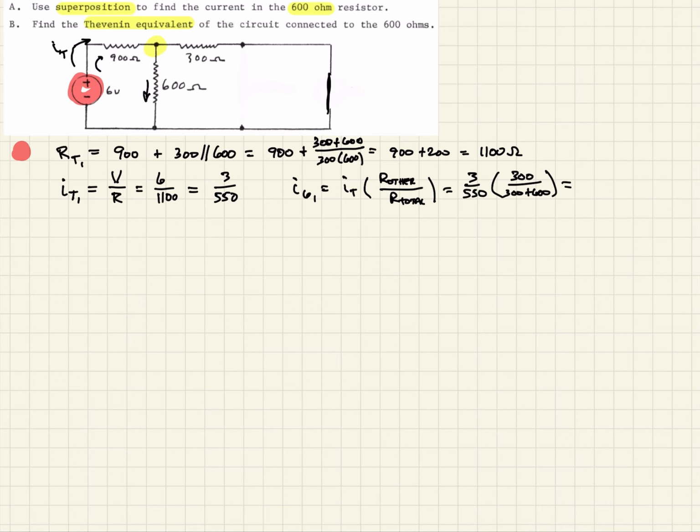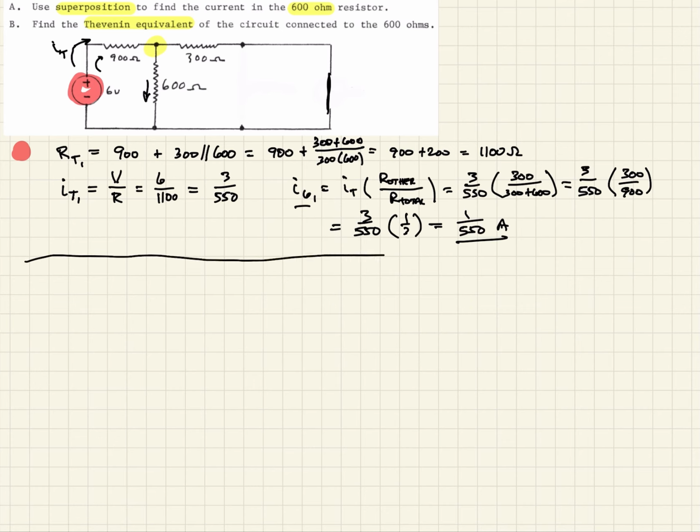And so that's going to be 3 over 550 times 300 over 900. Bringing this down here, that's going to equal 3 over 550 times 1/3, or 1 over 550 amps. So this is the current through the 600 ohm resistor from the 6-volt source. So that's half of the first part of the problem.